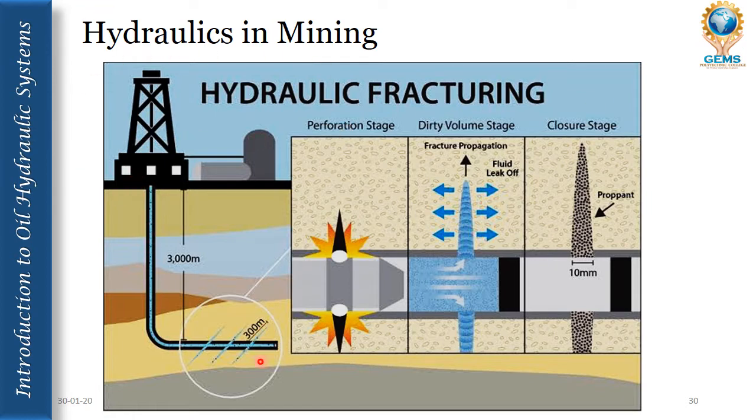So this is how they're using hydraulics in mining. Initially they make a drill. After that they send the water or hydraulic oil. That hydraulic water will mix with the gases inside the cracks under the earth. On the other side they will take the water out so that the gas also comes out.